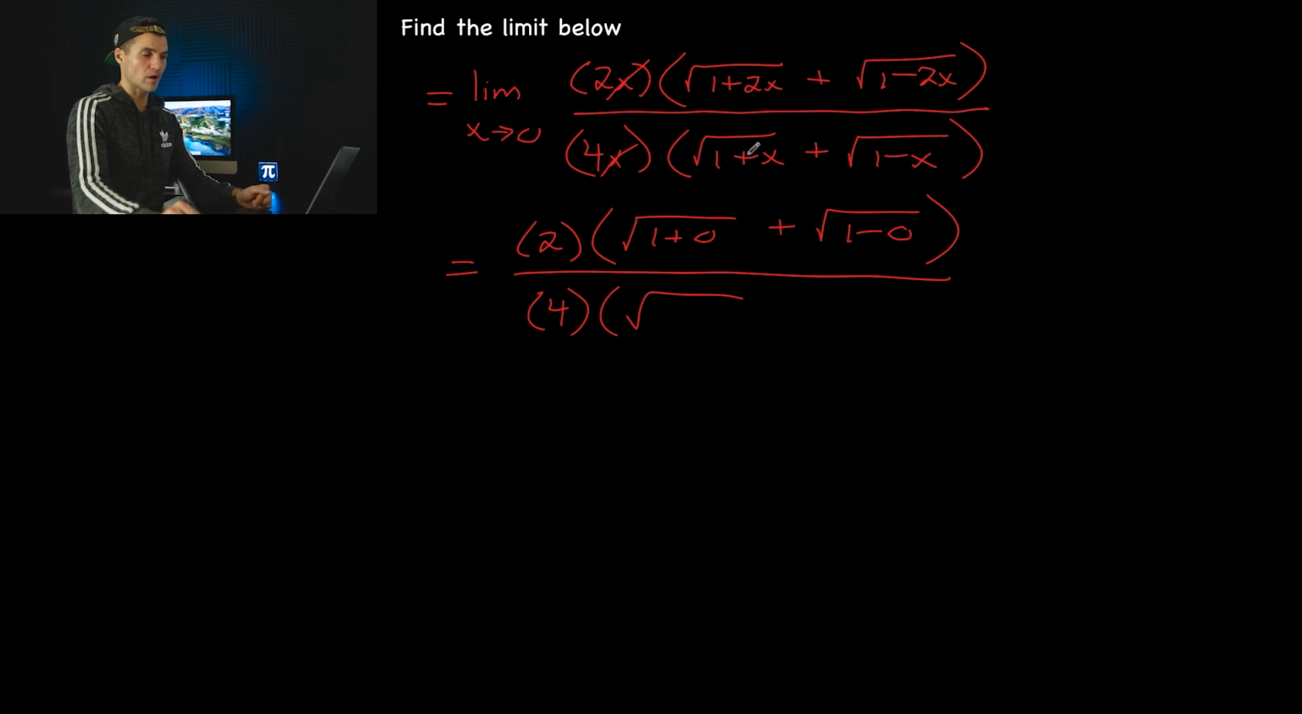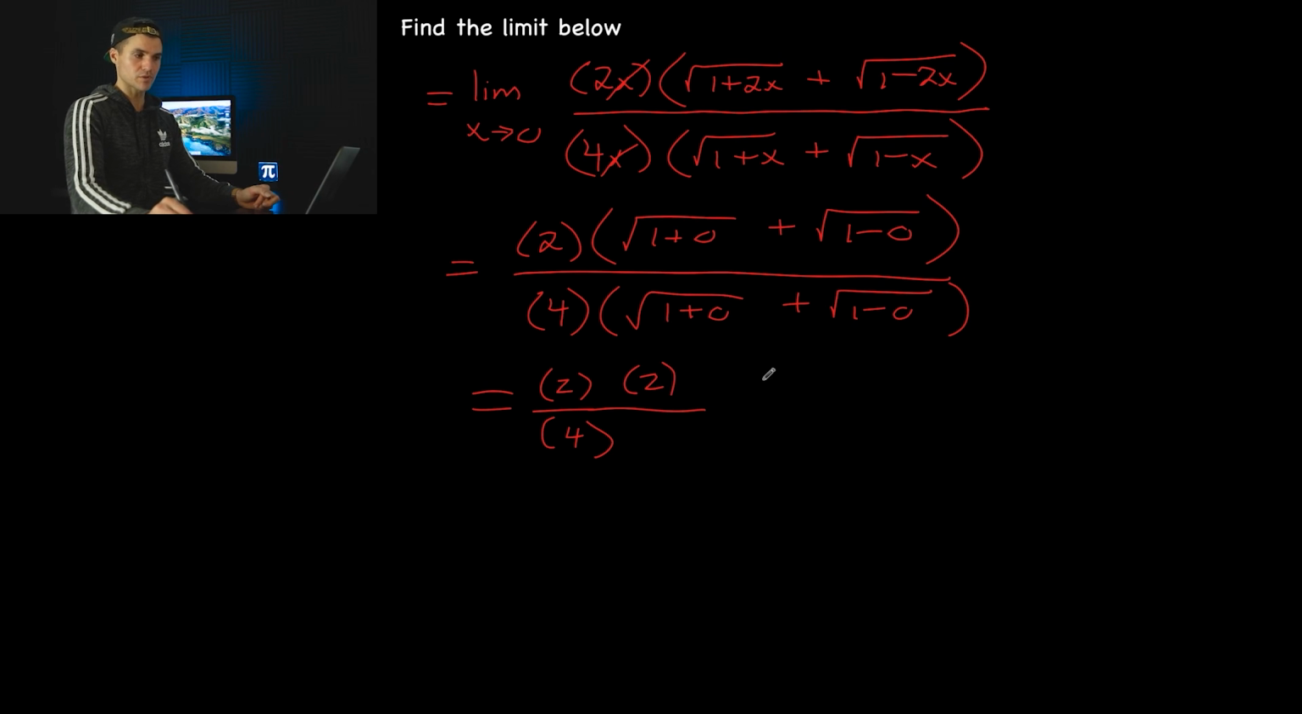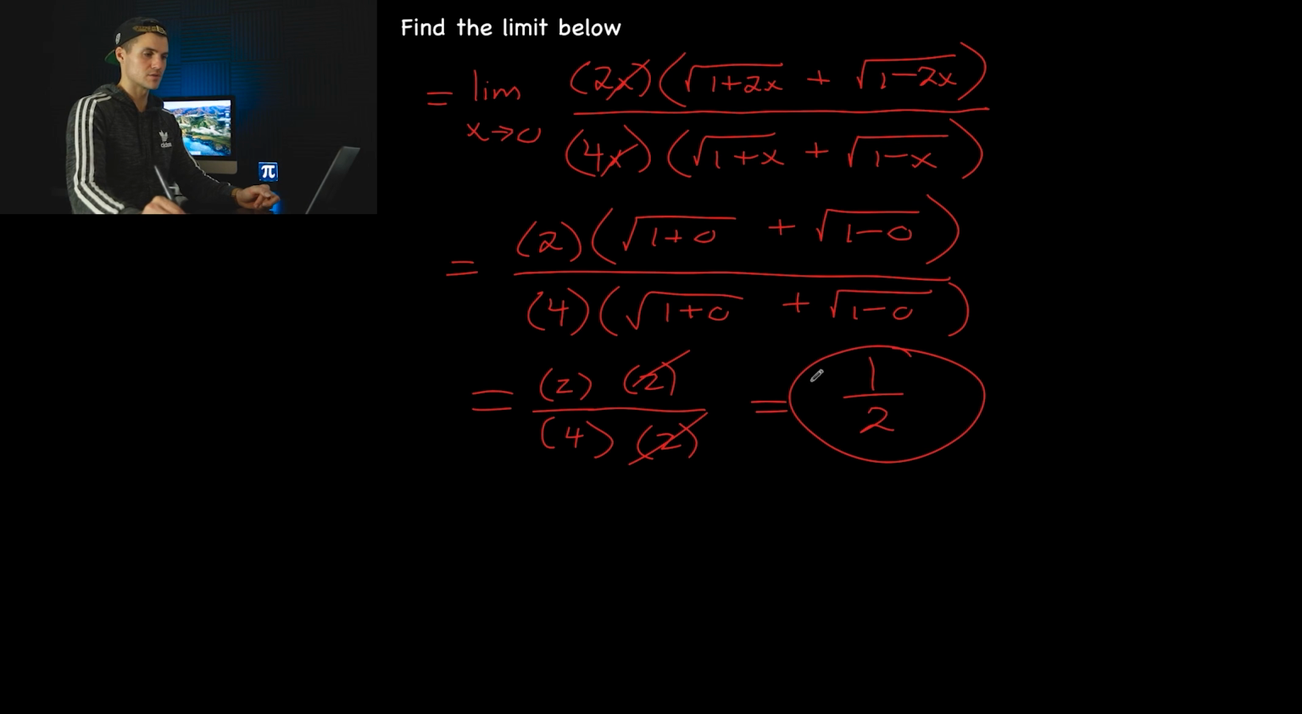root 1 plus 0 plus root 1 minus 0. These are actually the same expressions, right? So this is going to end up being 2 times 4. This would end up being root 1 plus root 1, which is 2. Root 1 plus root 1, which is 2. Cancel, cancel, 2 over 4, 1 over 2. So that ends up being the final answer for this limit.